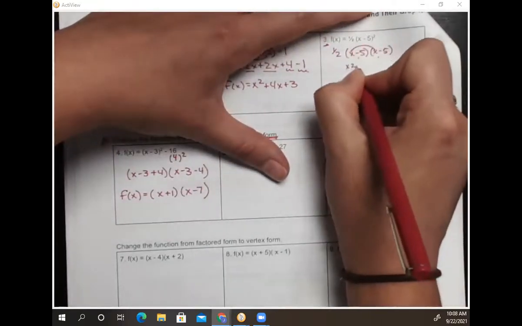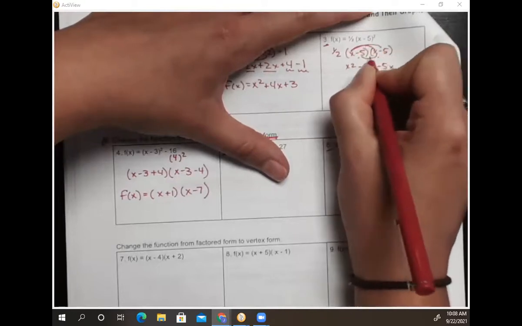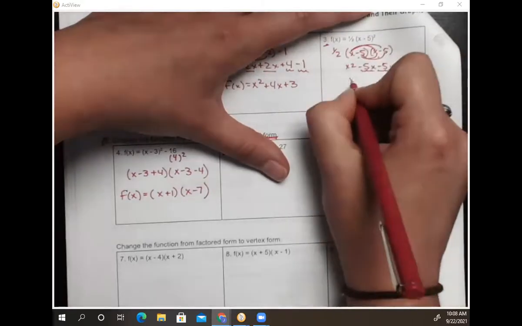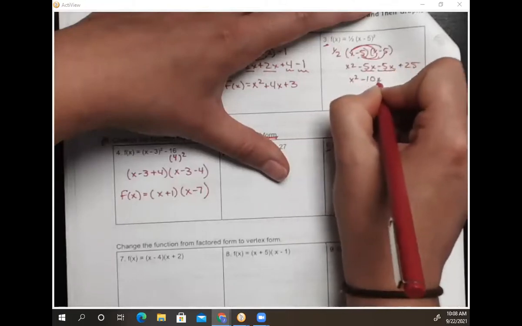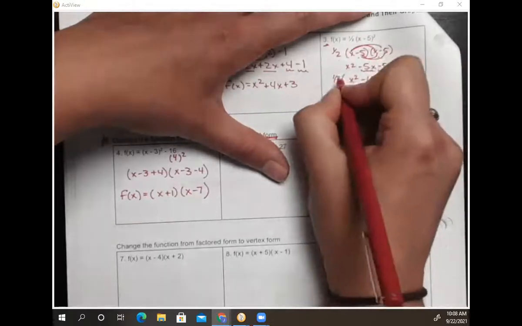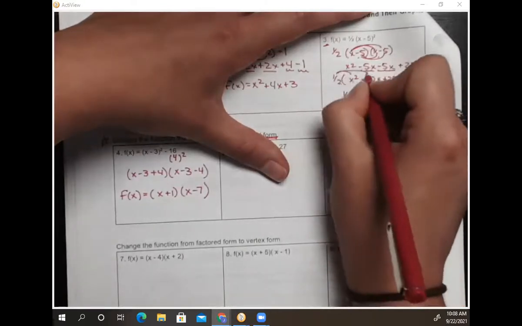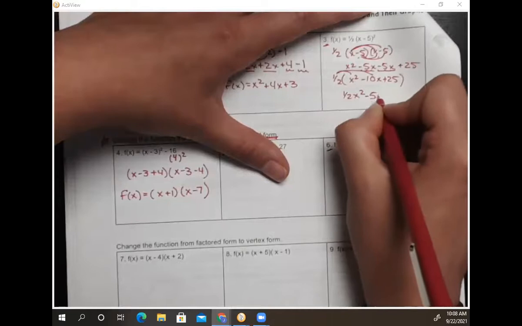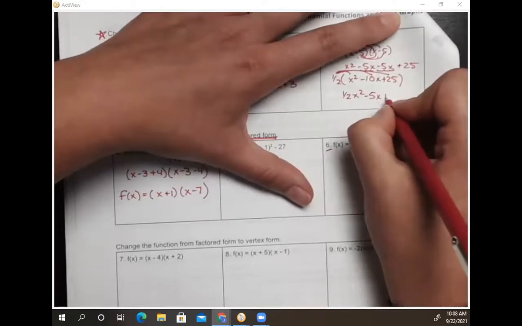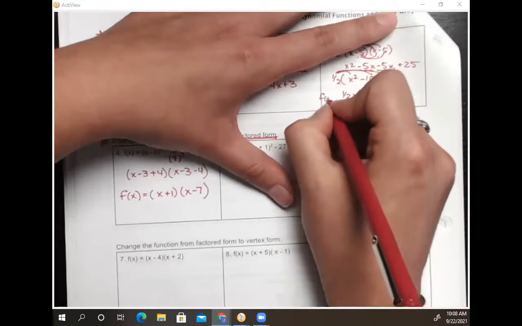So this would be x squared minus 5x minus 5x plus 25. And then I'm going to clean this up here. That gives me x squared minus 10x plus 25. And now I'll distribute through that 1/2. So I would get 1/2 x squared. And then half of 10 would be 5, so minus 5x. And then half of 25 would be 12.5. Or if you left it as 25 over 2, that's fine as well.